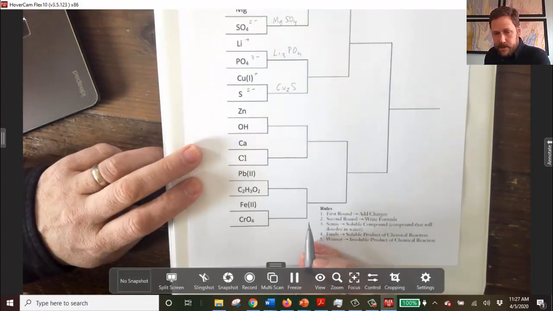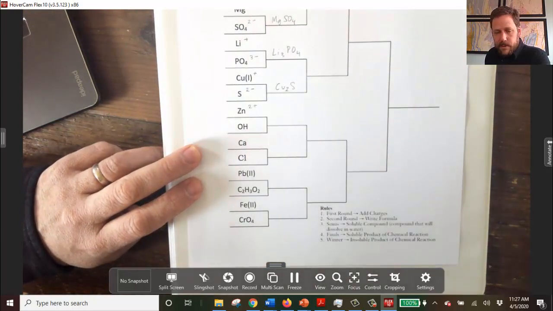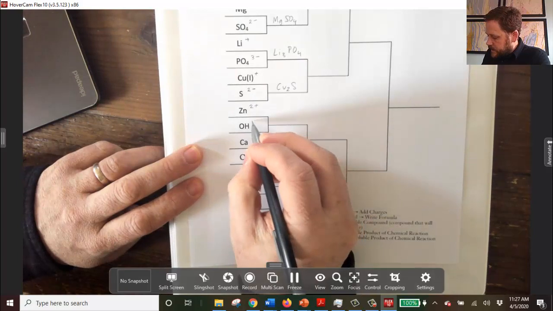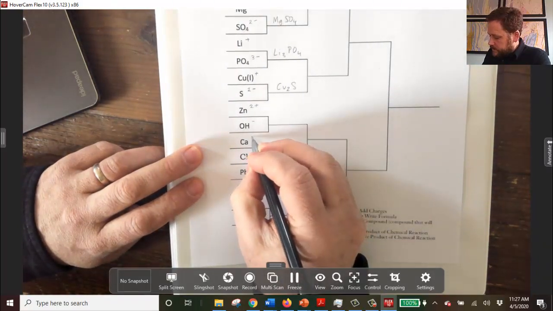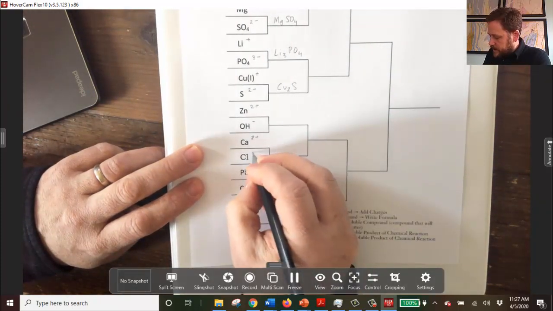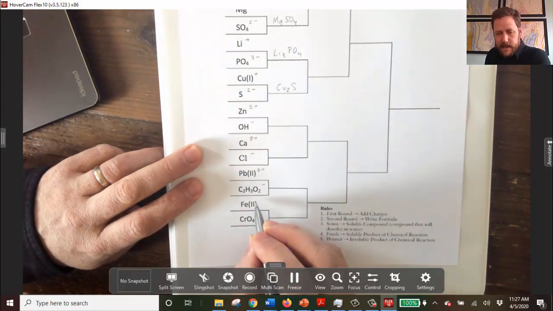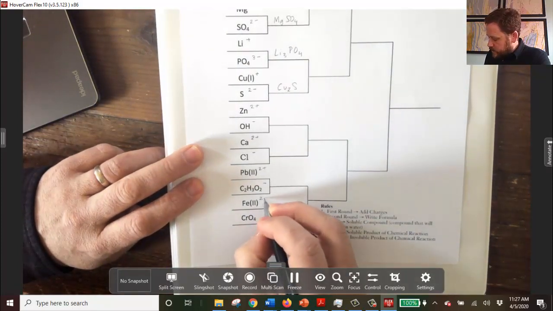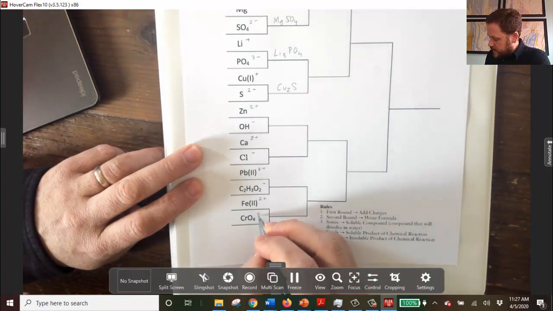I'm going to add charges here to each of these. Zinc, you might remember, is one of those transition metals which always has a preferred charge, a +2. And hydroxide is a -1 anion. Calcium is always a +2 cation. Chloride is -1. This is a lead 2 ion. This is the acetate anion. This Roman numeral is telling me we're talking about iron 2, and the chromate anion is -2.